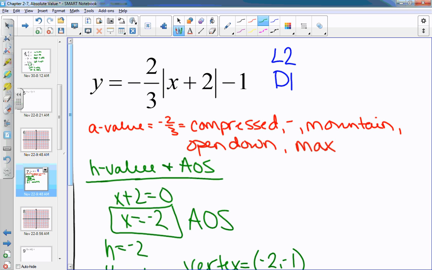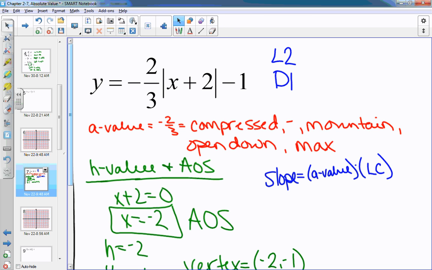And the last thing we need to do is graph this. The way we're going to graph this is we're going to find our slope. Our slope is calculated by taking our a value and multiplying it by our leading coefficient. What's a leading coefficient? The leading coefficient is the number attached to the x by multiplication. So what is my a value?